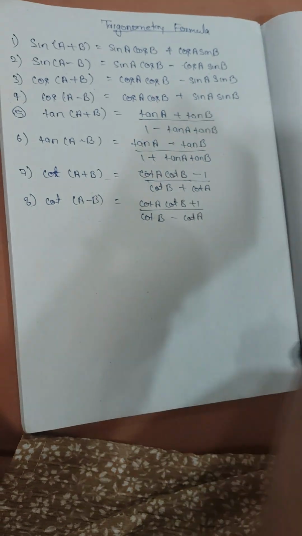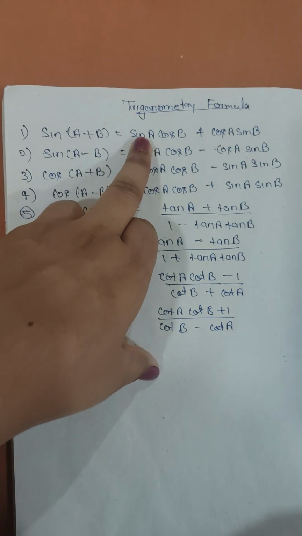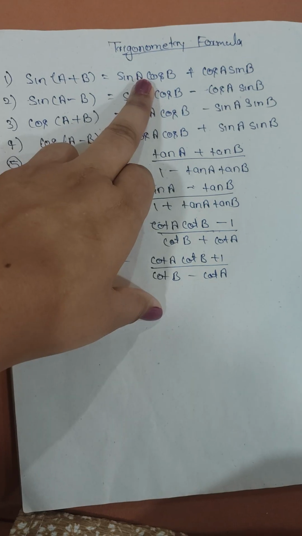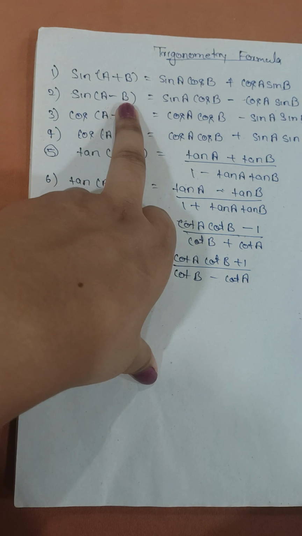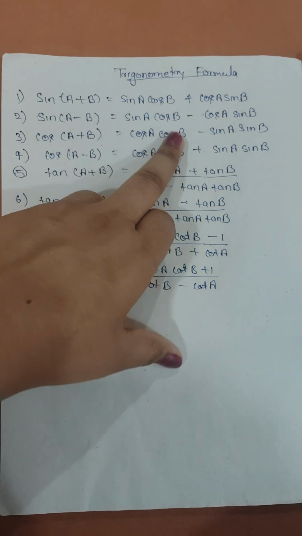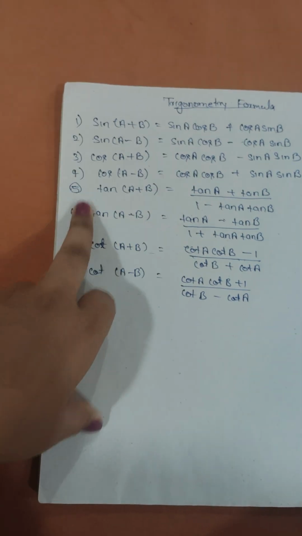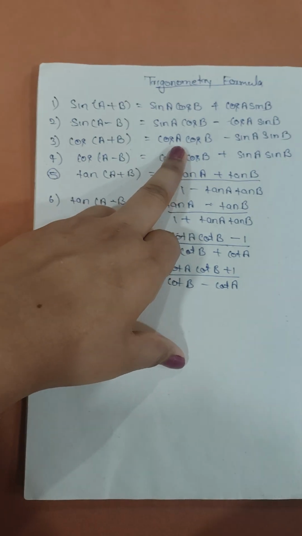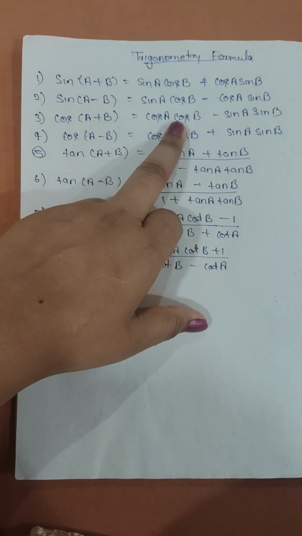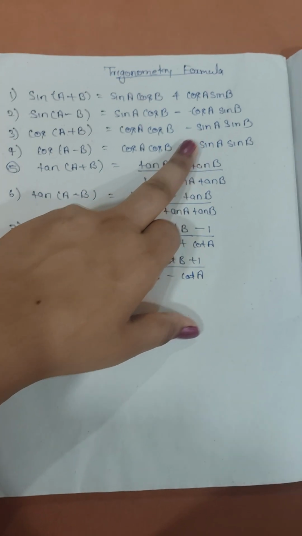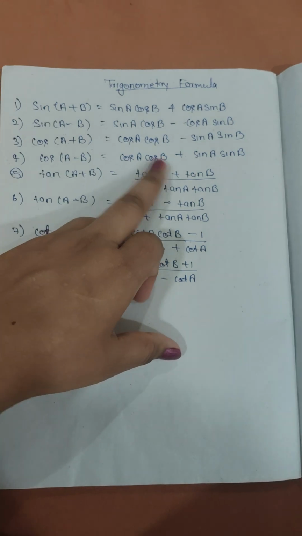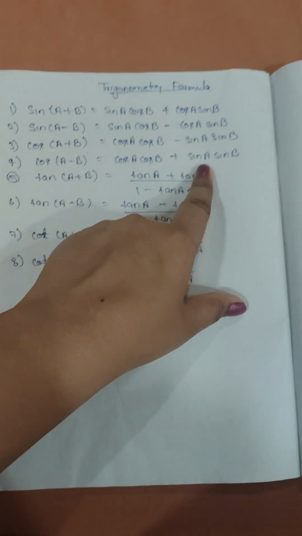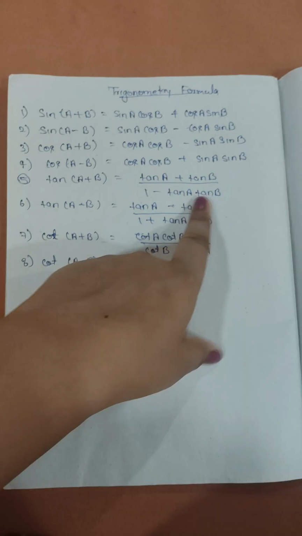Okay students, once again we are going to repeat it. Sin(A+B) equals sin A cos B plus cos A sin B, and sin(A−B) will be sin A cos B minus cos A sin B. Third one is cos(A+B), the formula will be cos A cos B minus sin A sin B. Cos(A−B) formula is cos A cos B plus sin A sin B.